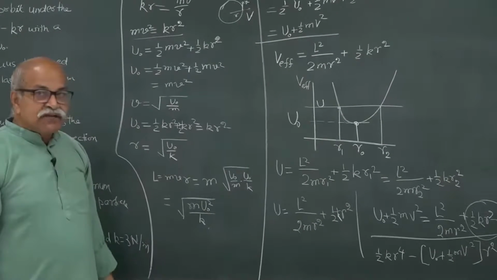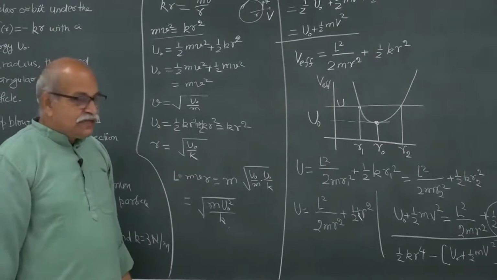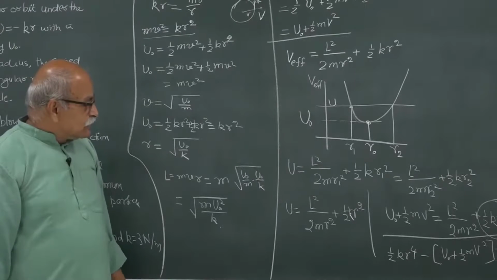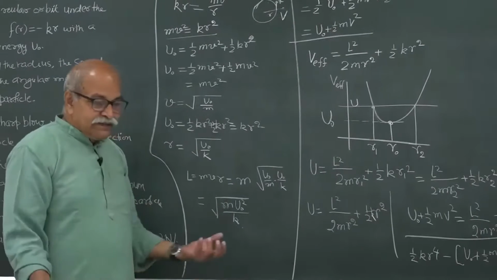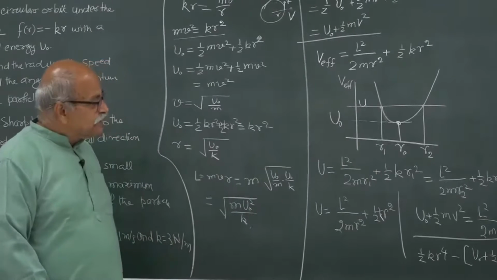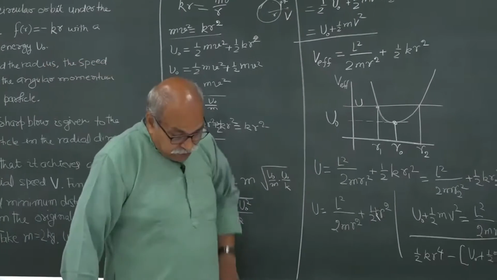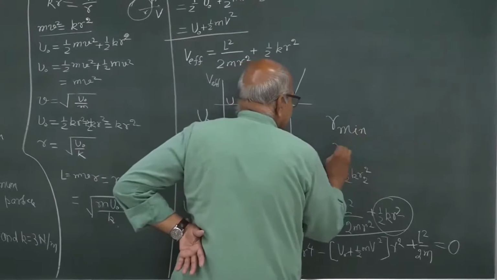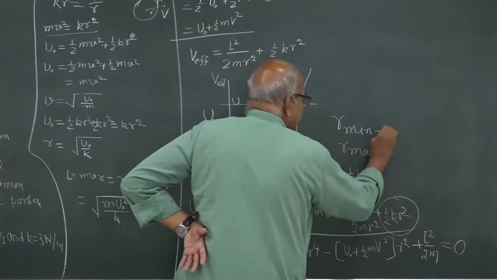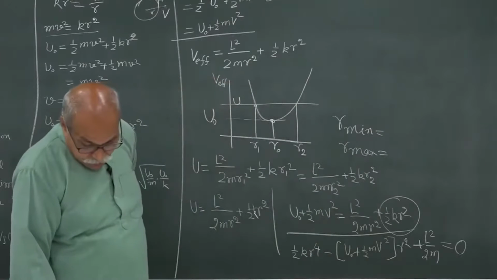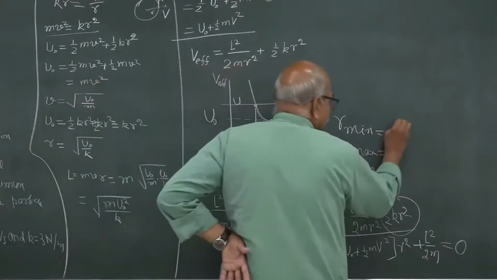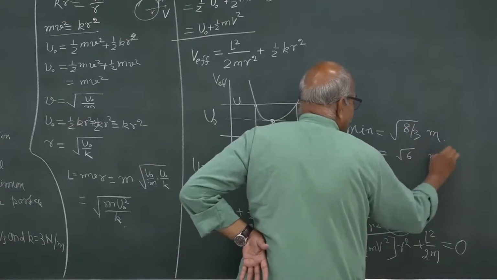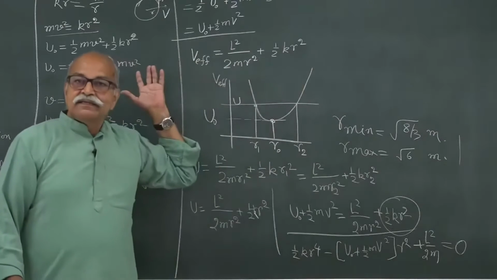So, it is a quadratic equation, and you find the two values using your class 9 algebra. The two values of r square you will obtain, and then take the positive square roots, those will be r min and r max. So, if you do it correctly, you should get r min and r max, which are root 8 by 3 and root 6 meters. Okay. So, that is how you can get these values.